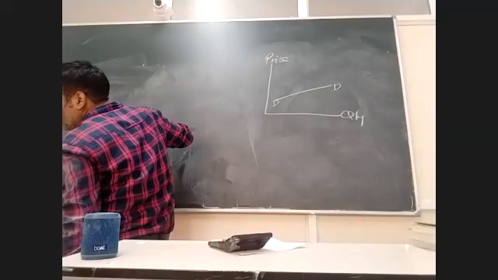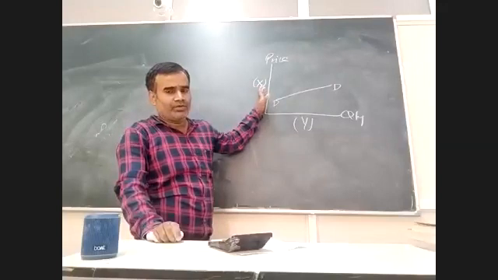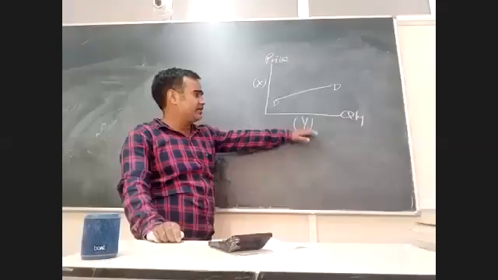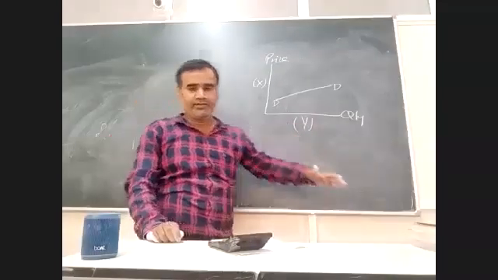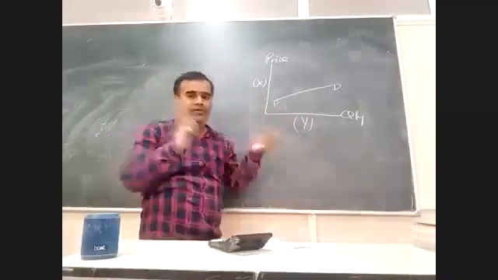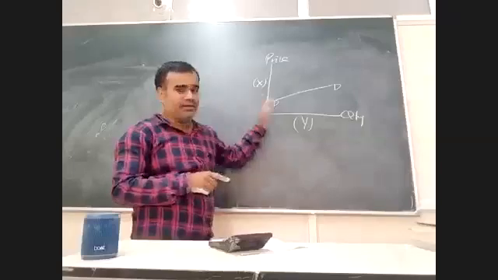Right. So here is product X, and here is product Y. This graph shows that the price of product X is changing, and the demand of Y is changing. So there are two different products, that is product X and product Y.